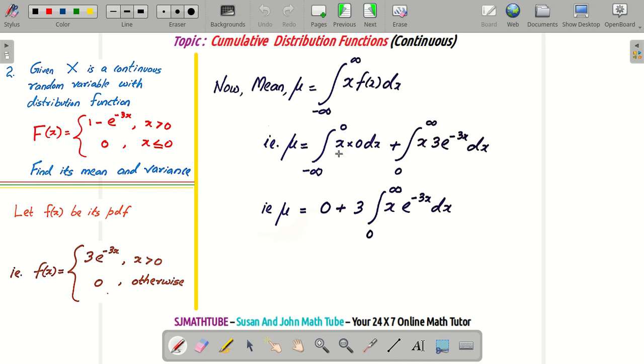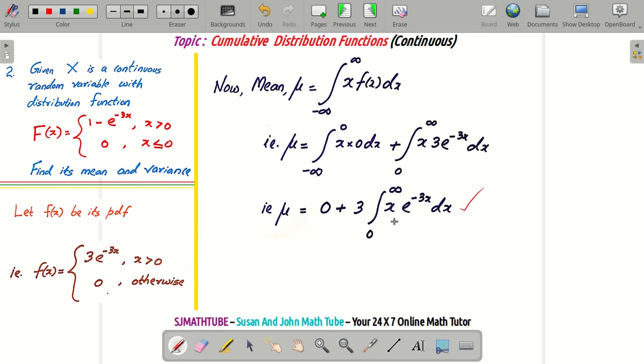Okay, so anyway, the first integral will disappear, and now we have a situation. I'm sure as engineering students you have learned about improper integrals. This is actually an improper integral type 1 because the limit is infinity. And when the limit is infinity, you should be very careful because some integrals will diverge and some integrals will converge. So we should use the proper technique to evaluate such integrals.